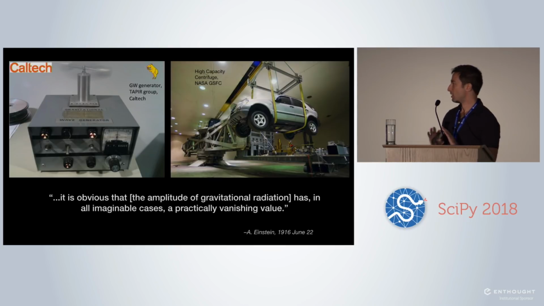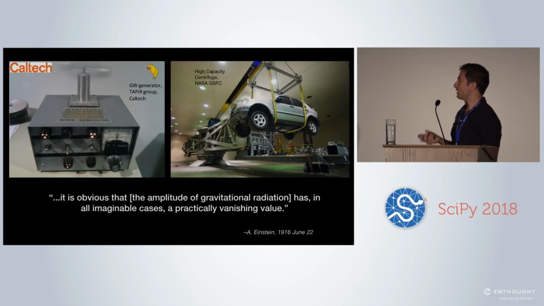Einstein was convinced that we would never be able to detect gravitational waves. In 1916, he wrote, "It is obvious that the amplitude of gravitational radiation has, in all imaginable cases, a practically vanishing value." At times he was convinced that gravitational waves were a real physical effect, but he was convinced that they were so weak that we'd never be able to detect them, and they'd be completely irrelevant to our reality.